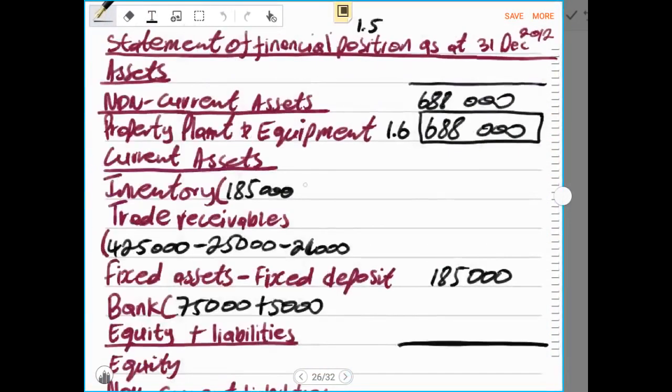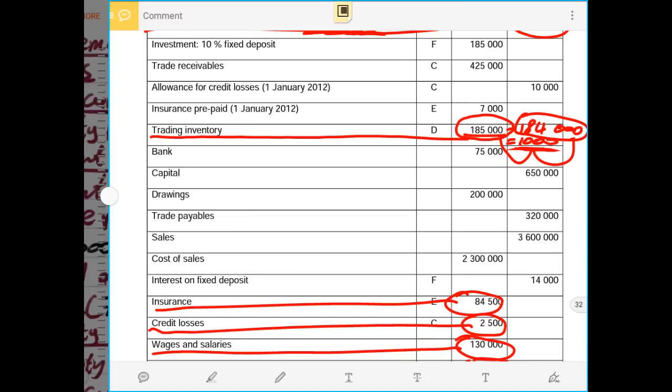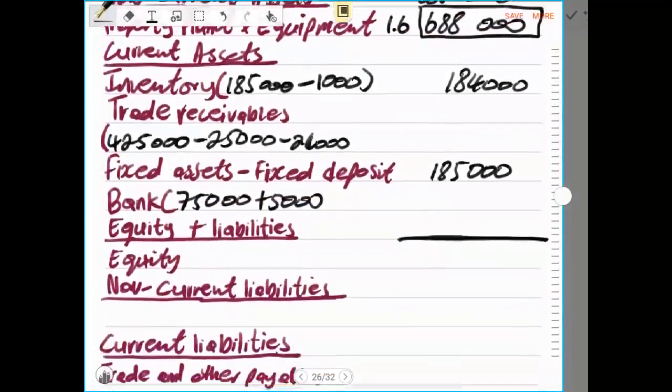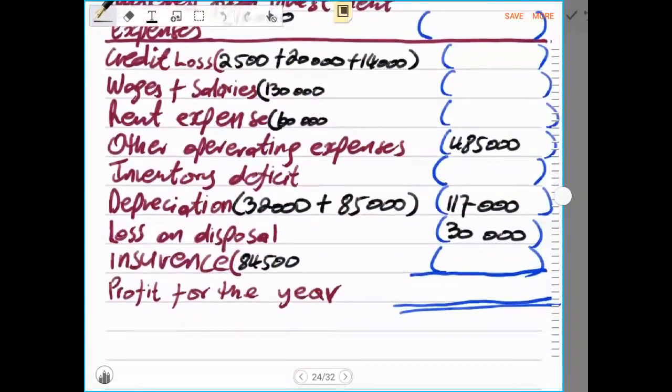Therefore our inventory must be reduced by 1,000 rands, so that it becomes what was physically counted, 184,000 rands. Then, not to forget that our inventory has lost its value, which is normally called inventory deficit or inventory loss. So our inventory loss will be 1,000 rand, and inventory loss is an expense. The inventory loss will appear in the income statement under the expenses as inventory loss or inventory write down, and I have already made a provision for that inventory deficit of 1,000 rand.